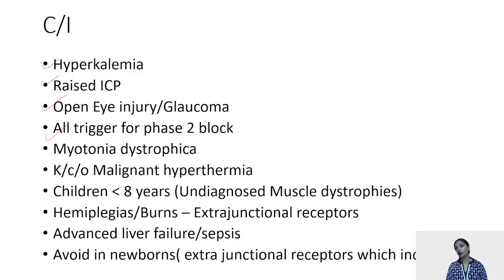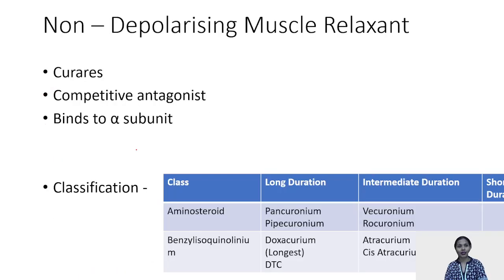Burn patients, I told you, you have extra junctional receptors. Advanced liver failure and sepsis patients, again because of the danger of hyperkalemia in these patients. And yes, it has to be avoided in newborns because of one of the same reasons: newborn babies also have extra junctional receptors which are very activated, and eventually it can lead to an increase in potassium levels, causing hyperkalemia, which can be life threatening to these newborns.